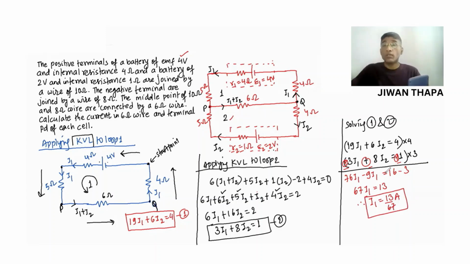So we have this. So we are getting I1 positive. So it indicates that the direction of current chosen, that is I1, is correct. Now we need to find I2 also. I'm erasing this.